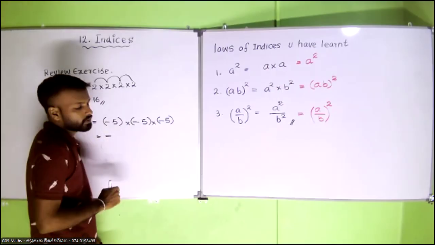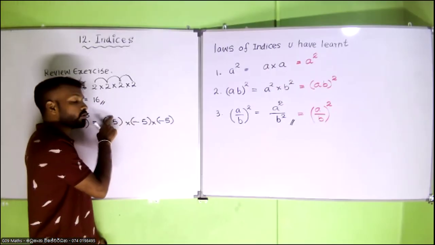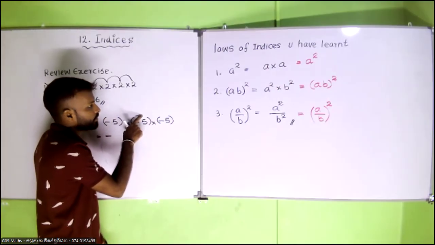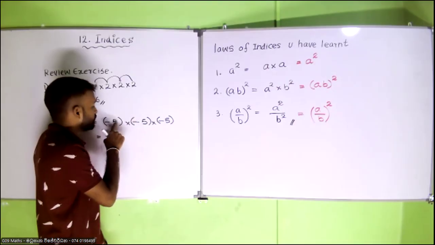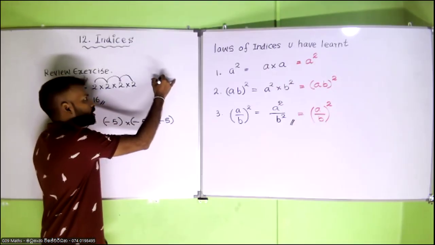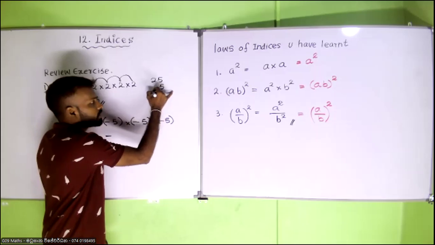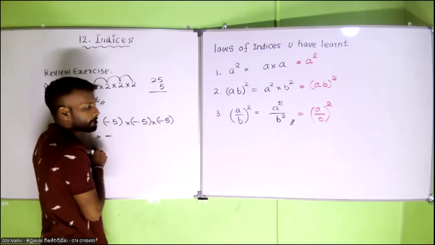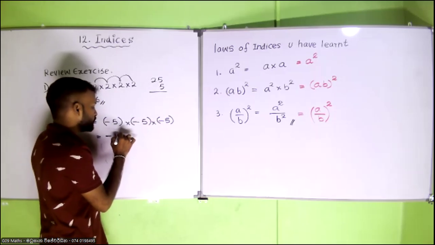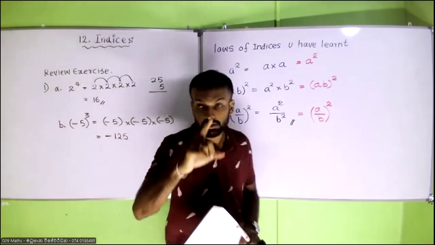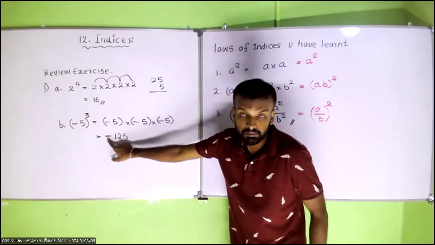Now tell me, all of you, 5 multiplied by 5. 25. 25 multiplied by 5, what's the value? 125. Super, 125.